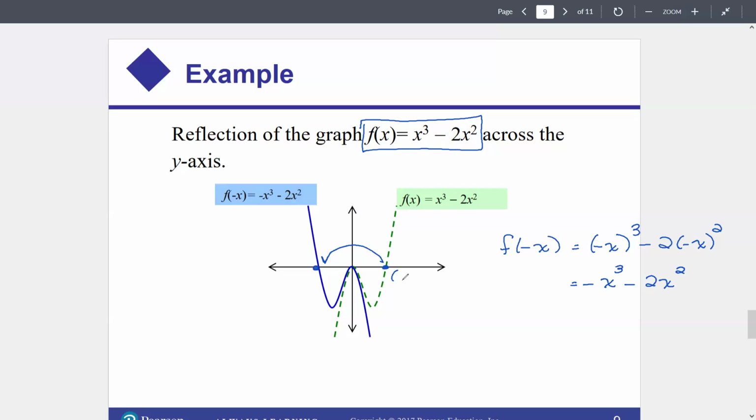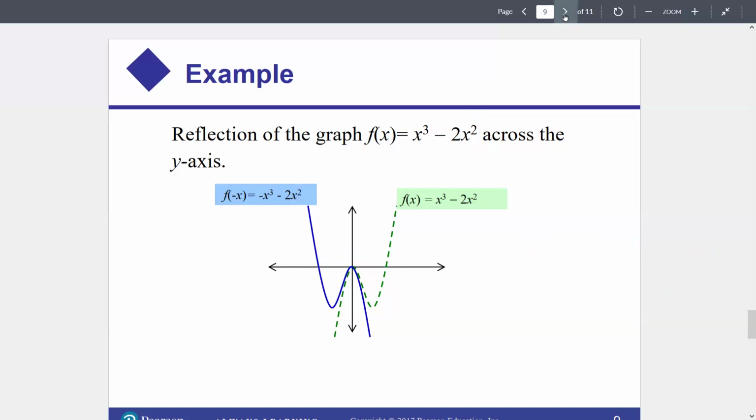So let's say this point was, let me see, x is maybe 5. Say x is 5. We know y would be 0. That means this point over here would have to be negative 5, 0, because in this case, it's just the coordinate changing from positive to negative.